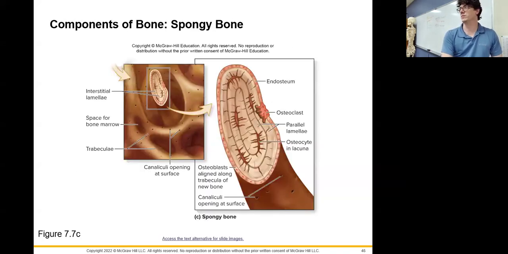Spongy bone looks a little different. Spongy bone is going to be these little bridges. Notice that it's mostly empty space, and we're going to see these little bridges of bone. We still see our bony matrix here in these somewhat ring structures, but not around a central canal. We also see that our endosteum is right up next to the surface. We can also find osteoclasts in these too, but we have a whole lot of empty space. In that space is going to be our red bone marrow. So our red bone marrow is what we're going to find in these empty spaces.